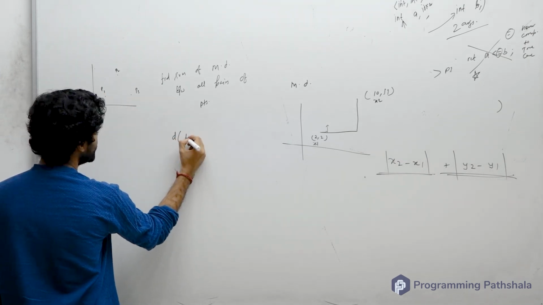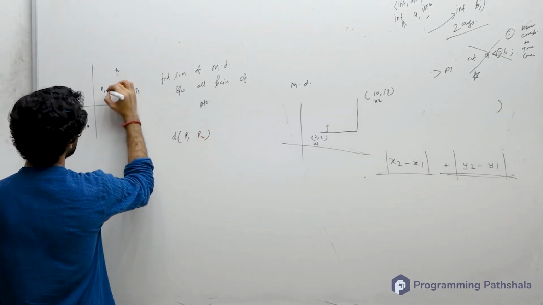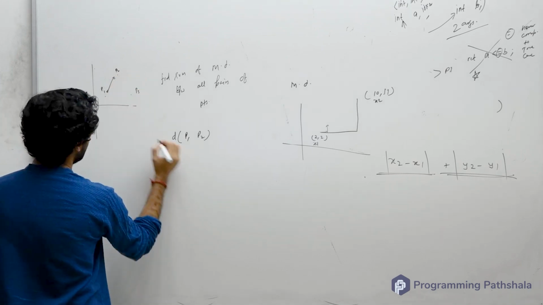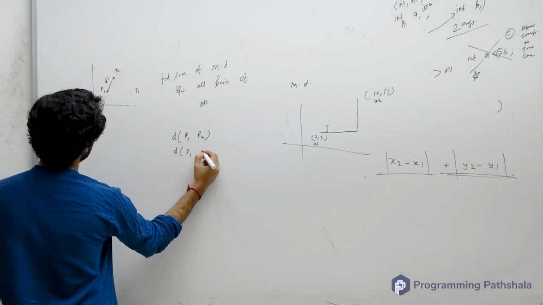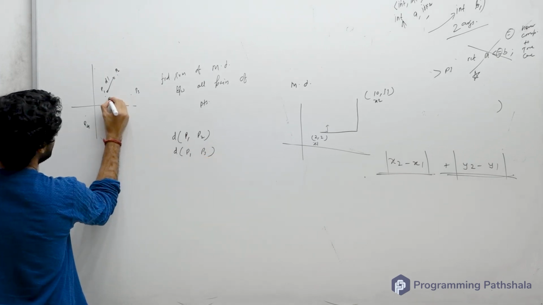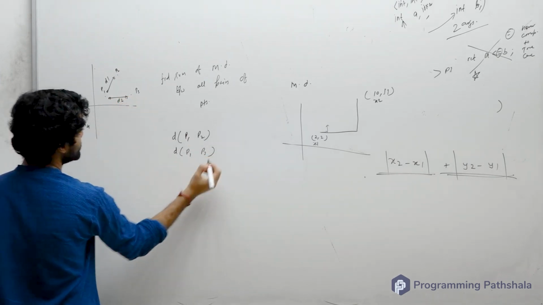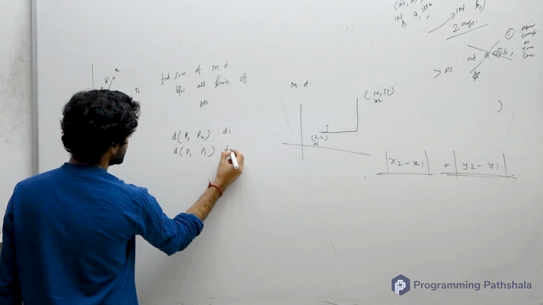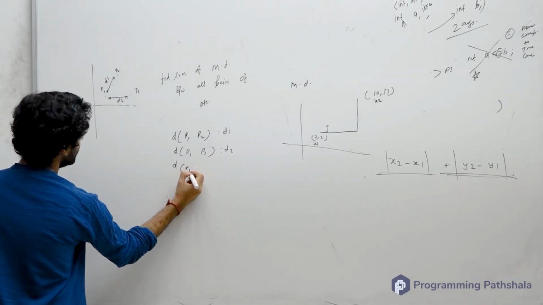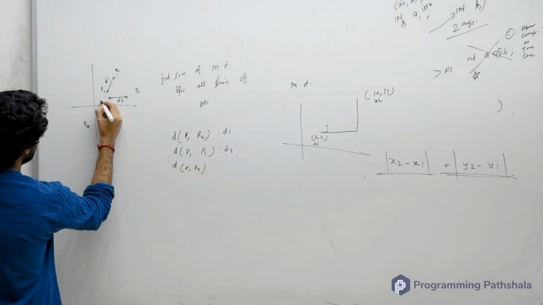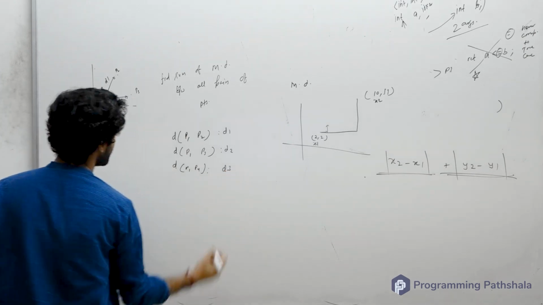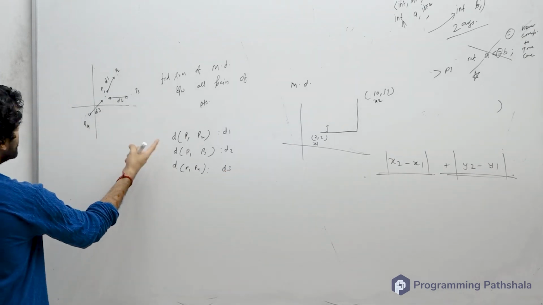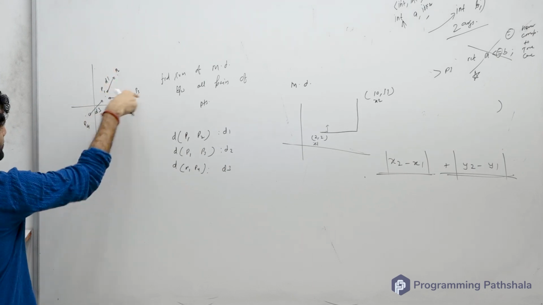First you compute the distance between P1, P2. Let's say this was D1, and then you compute the distance between P1, P3. Let's say this is D2, and then you compute the distance between P1, P4. Let's say this is D3. Okay, now you have computed the distance of P1 from all other points.